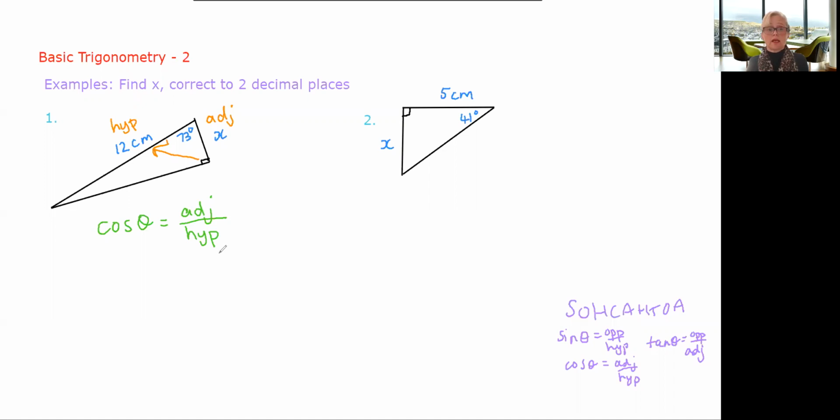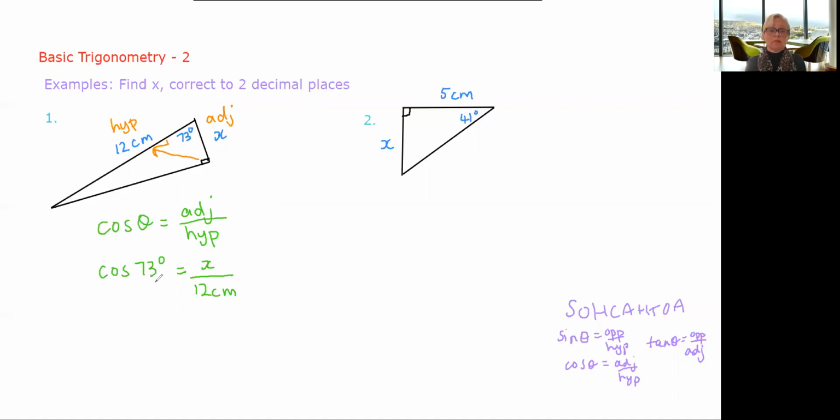Now, our next step is substituting in. So what is our theta? Theta is standing for our angle. So our angle is 73 degrees. What was our adjacent? Our adjacent was our x, and our hypotenuse was our 12 centimetres. So just going through that again: label the sides that you're dealing with, work out which trig ratio is suitable, and write down the rule for that. Then you write down the same thing but with the substituted values that you've got, so what your angle is, where your x is, etc.